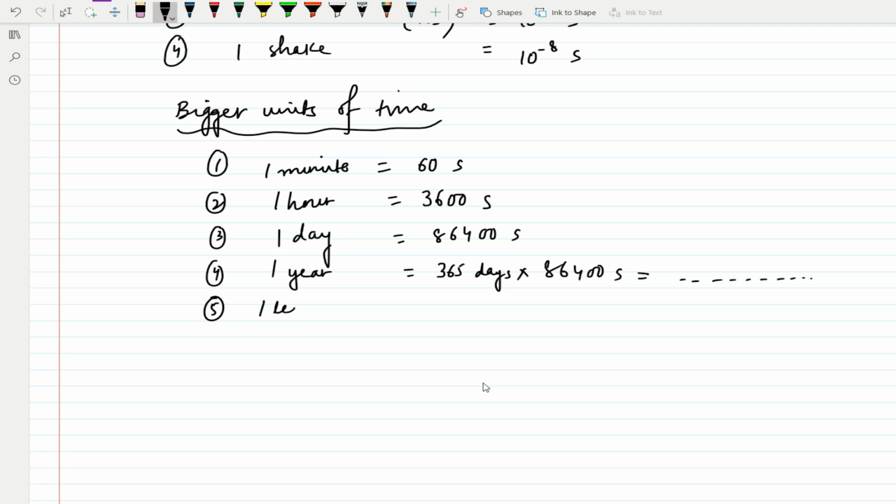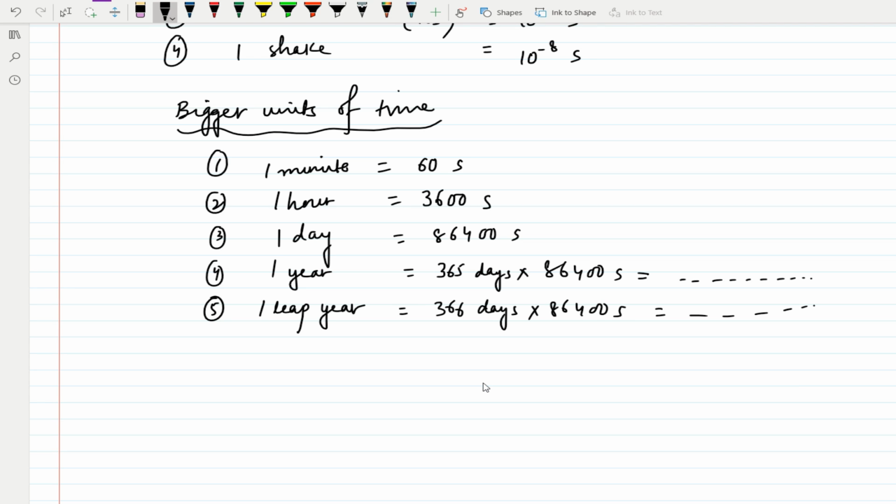Next is one leap year. Now what is a leap year? You are aware of what a leap year is. In terms of days, it has 366 days. So 366 days into again 86400 seconds. Whatever value comes, that much is the value. Okay. Leap year, you can Google up for more details, like what a leap year actually is.